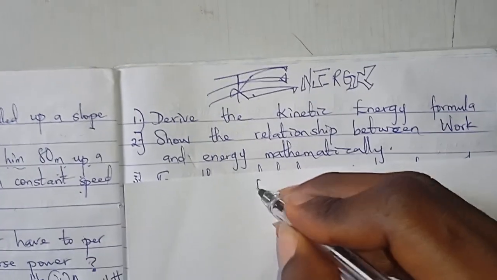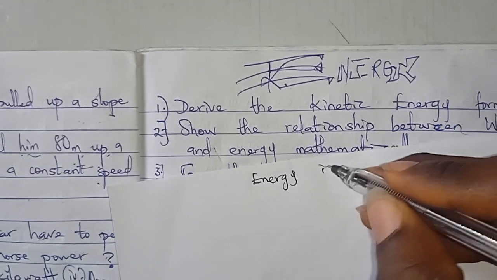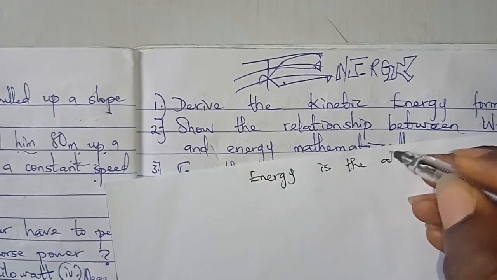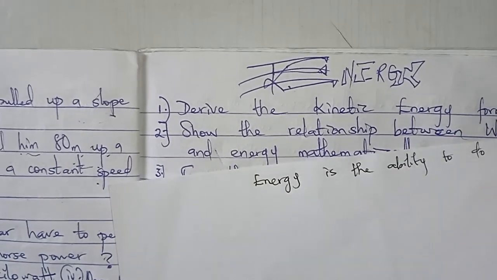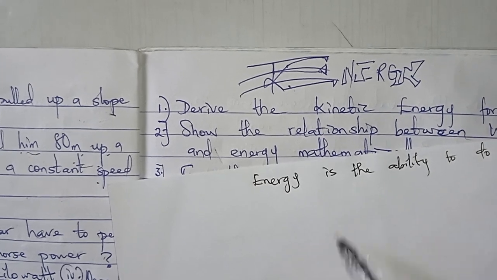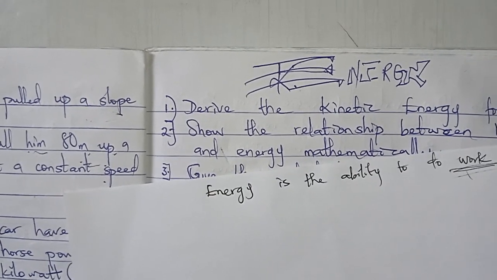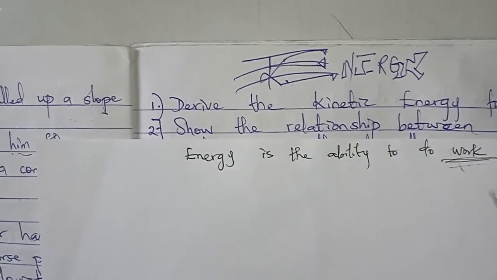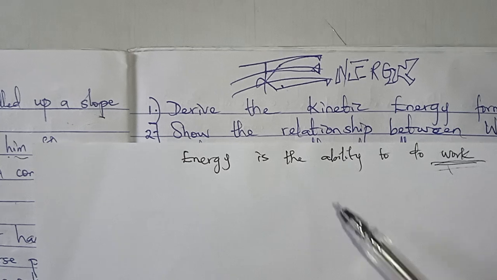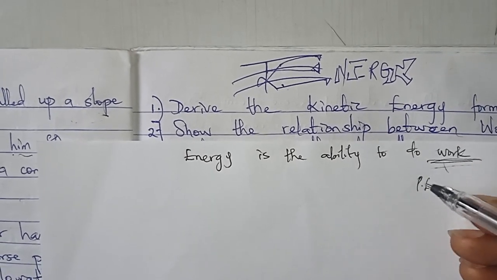So I said energy is the ability to do work. I went on to say that the end product of energy is that you need to do work. If you have energy and you're not using it to do work, it is wasting. When you have that kind of energy and you're not doing work, it's called potential energy.